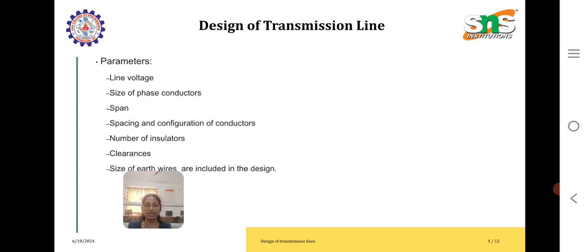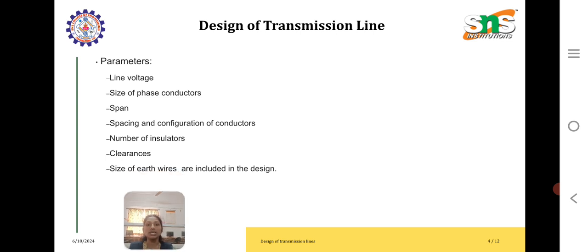Coming to the next parameters, what are they? Line voltage, size of phase conductors, span, what type of spacing and configuration of conductors, number of insulators, clearance values, and size of earth wire are included in the design. So before we design, we have to consider all these parameters: line voltage, size of phase conductors, span, spacing and configuration of conductors, number of insulators, clearance values, and size of earth wires.